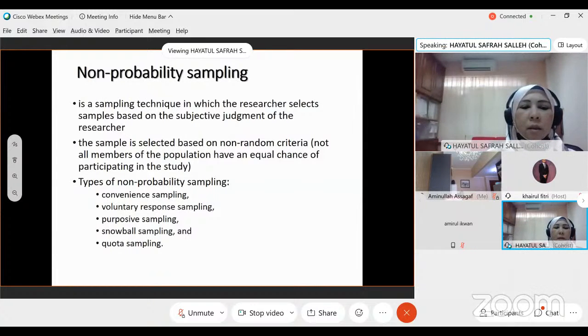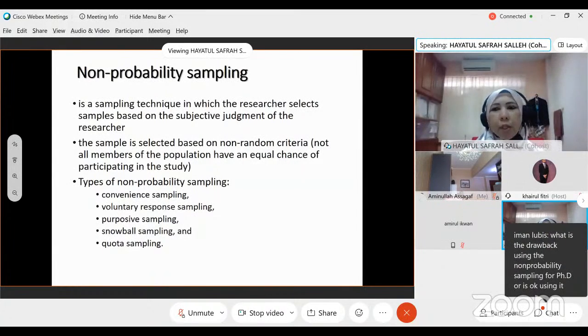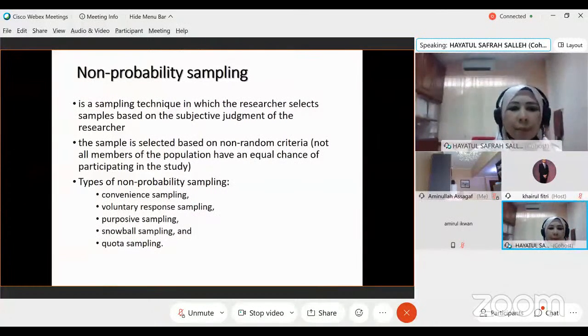So I have listed about 5 types of non-probability sampling. These are the ones that are the most popular and have been used in studies.